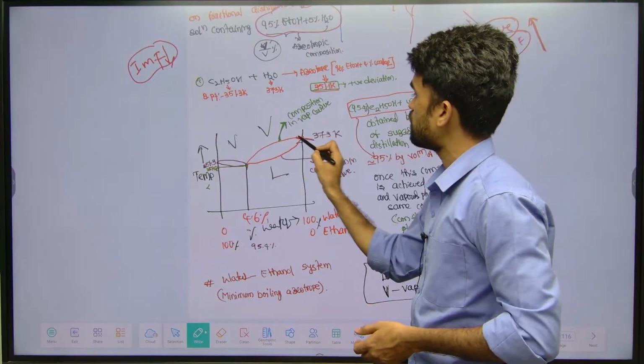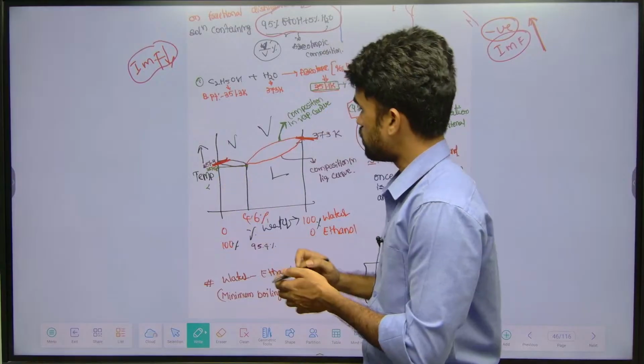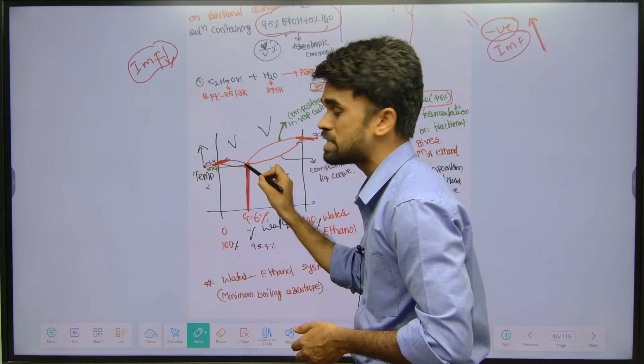This is the boiling point of pure component A, this is the boiling point of pure component B. Now if you see this dot, at this dot a particular composition will be there, so this is the azeotropic dot.